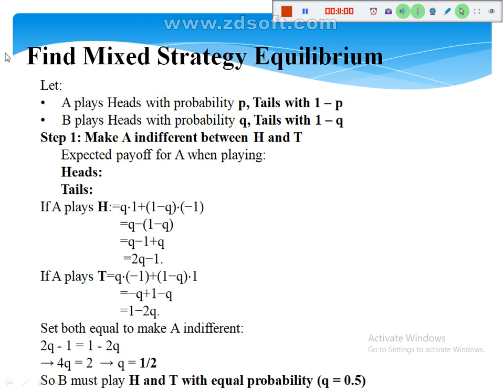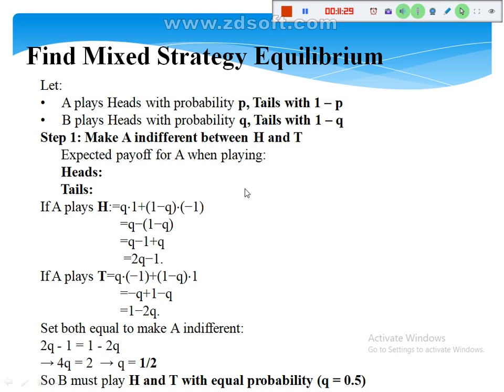So we have to choose some probability. We have to fix some probability for heads and tails. A and B are two players. A plays heads with probability P and tails with probability 1 minus P. Similarly, B plays heads with probability Q and tails with 1 minus Q. So we are going to find the value of P and Q. Okay. So step 1, to find the mixed strategy equilibrium, is make A indifferent between heads and tails.